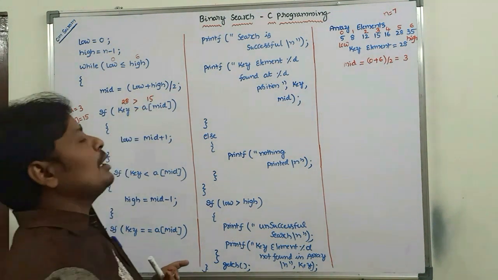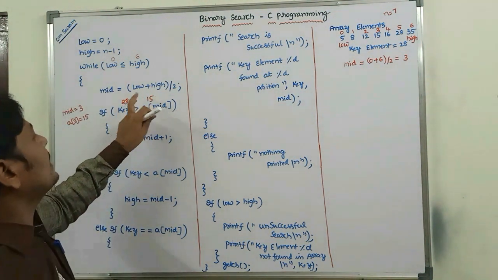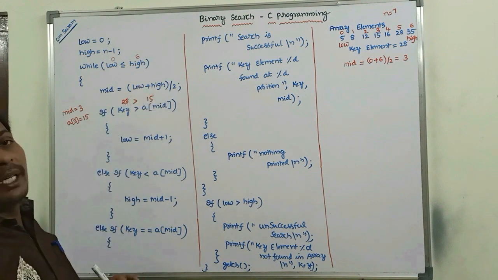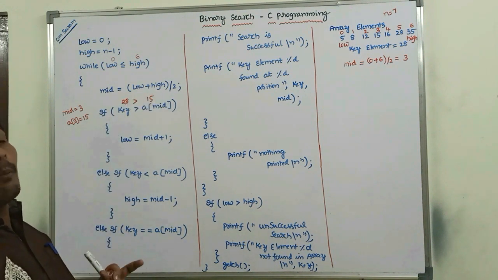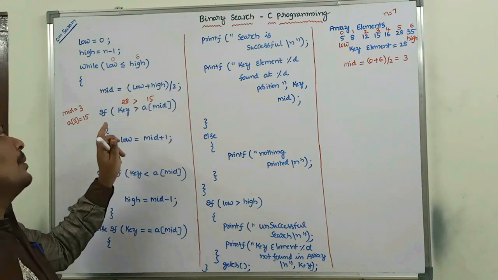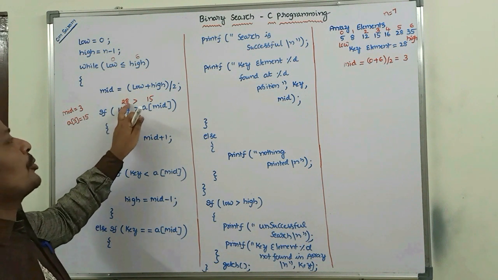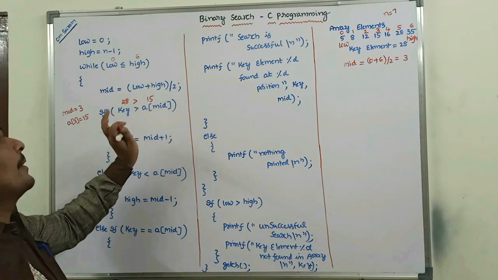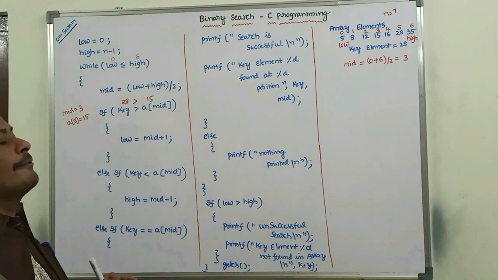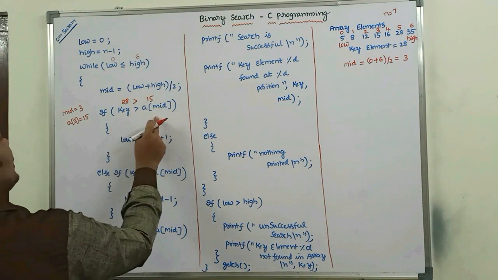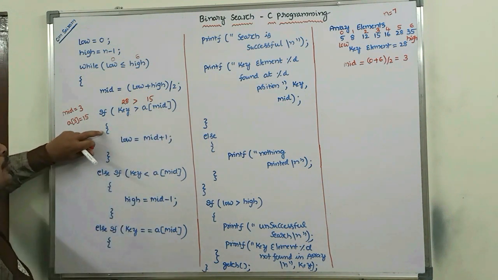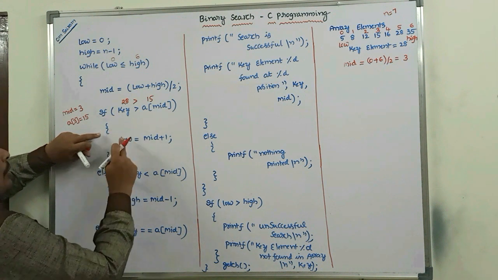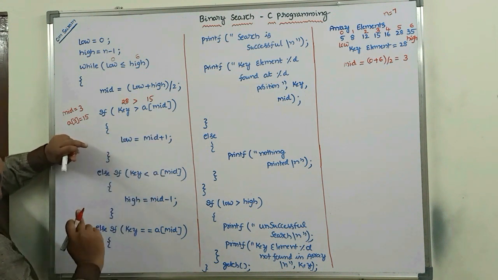Our key element is compared with the mid element. The key element is 28 and the mid element is 15. 28 is greater than 15, so the condition is true. If the condition is true, the control goes to the body of the if block.